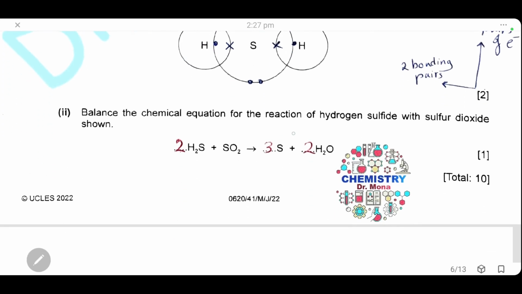Balance the chemical equation for the reaction of hydrogen sulfide with sulfur dioxide. Here we have 2 oxygens, so we will multiply here by 2 to get 2 oxygen. Now we have 4 hydrogens, so we will multiply here by 4, also we get 4 hydrogens, and 2 oxygen, 2 oxygen. How many sulfur atoms? 2 multiplied by 1 is 2, plus 1, 3, so we have to multiply here also by 3. This is the balancing of the equation.